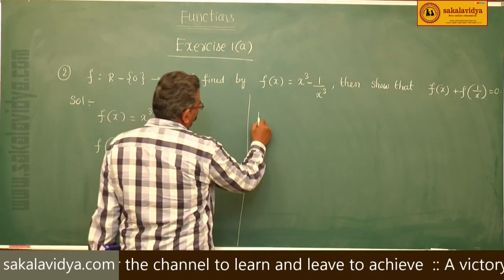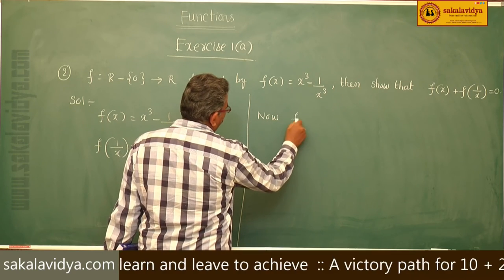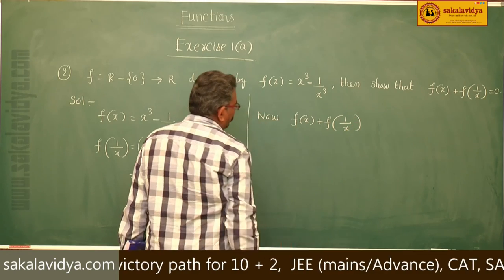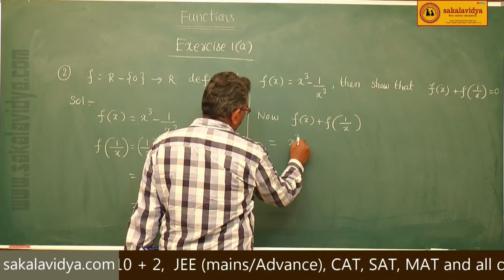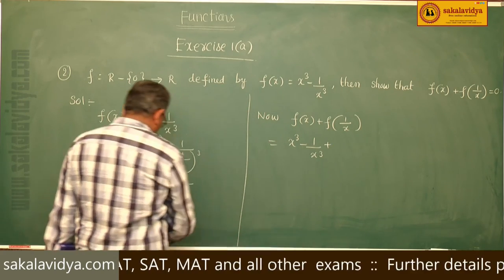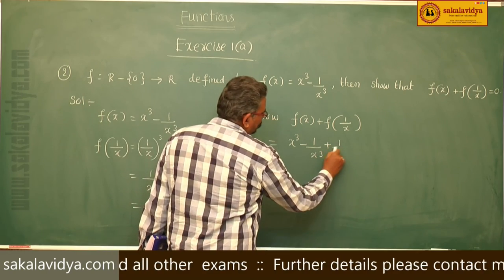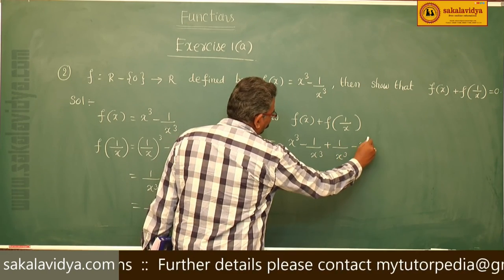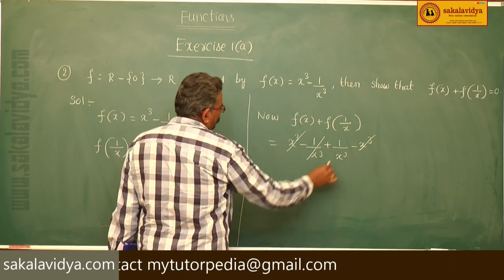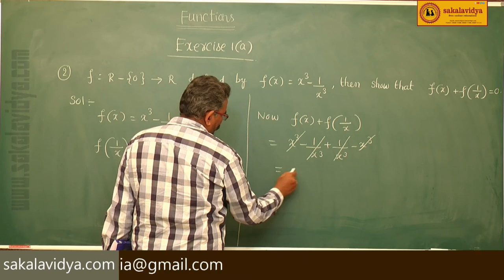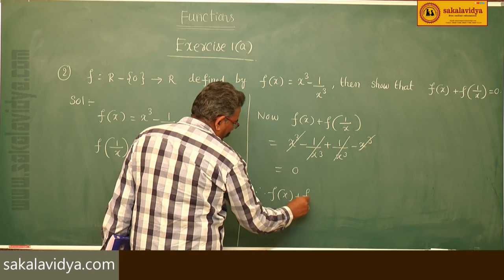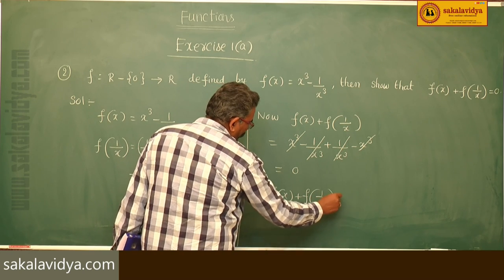Now let us consider f of x plus f of 1 by x. F of x is x cube minus 1 by x cube, plus f of 1 by x, which we just calculated, that is 1 by x cube minus x cube. X cube gets cancelled, minus 1 by x cube plus 1 by x cube gets cancelled, 0. Therefore, f of x plus f of 1 by x equals 0.